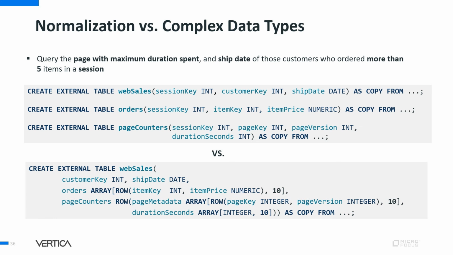Here's a reminder of our schemata and query. The traditional non-complex schema has 3 tables. The complex type schema has just 1, with array fields instead. For our query, we're asking for the pages where users who ordered more than 5 items in a session spent the most time.